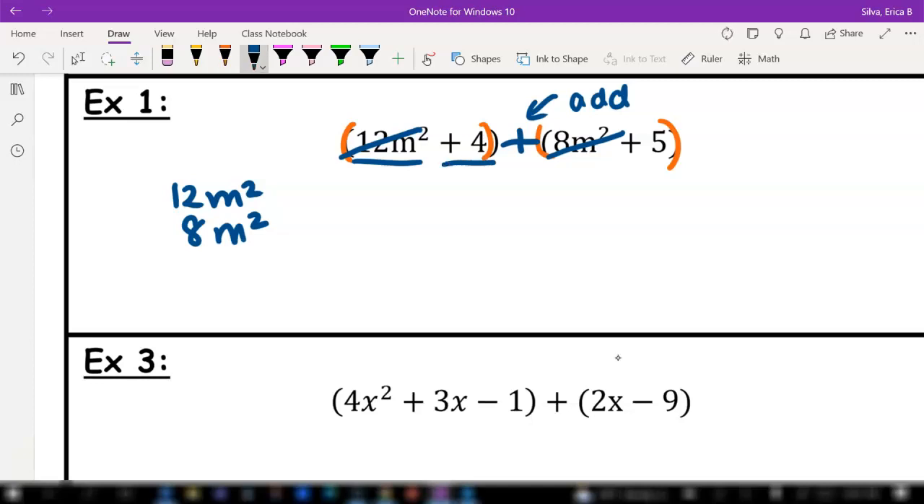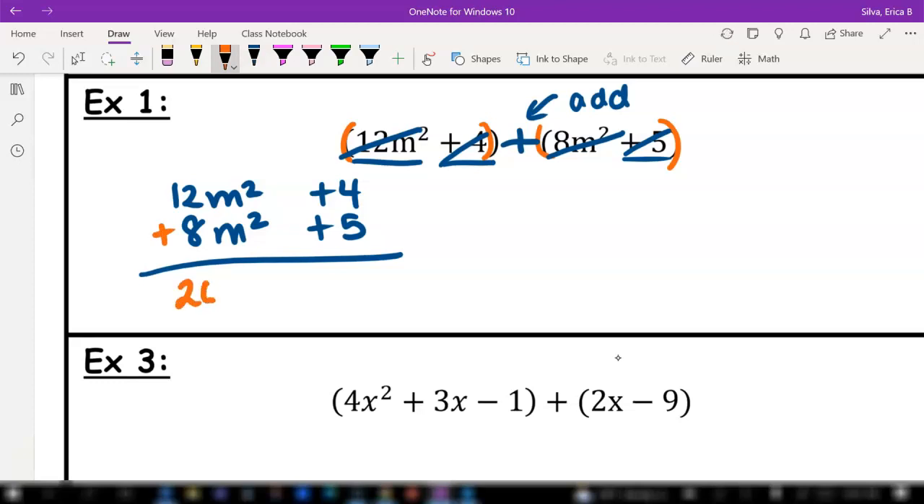Then we're going to go to the next term, which is positive 4. Positive 4 can be combined with the other constant, which is positive 5. So I'm going to write it right under it. Once we group the like terms, then we can just simply add the coefficients, that's 20, and we keep the variable and its exponent. With our constants, we simply add 4 plus 5 is 9.